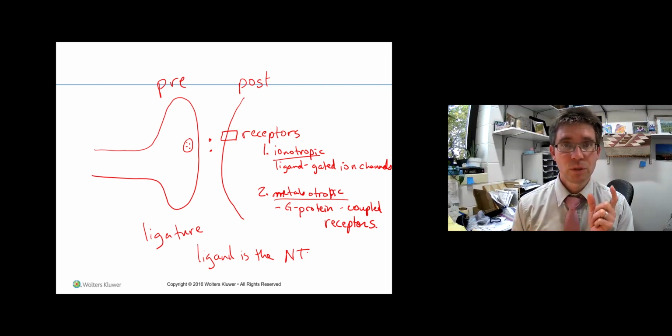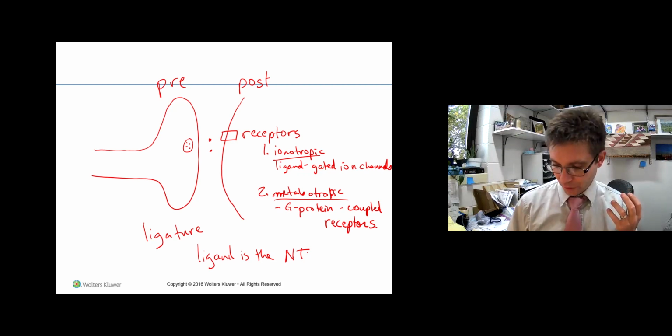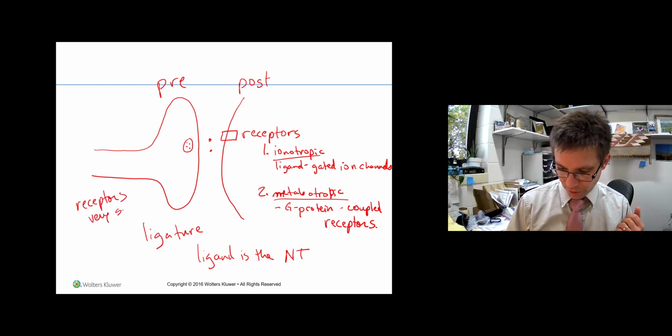Another very important thing to recognize is that receptors typically only bind a single kind of ligand. So if you think about a lock, only one type of key can fit into that lock. My car keys won't fit into my door lock. And so receptors are very specific for the ligand that they bind.